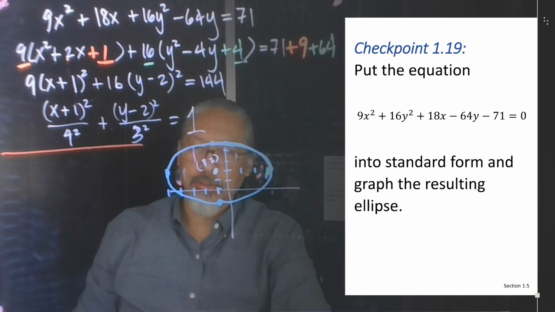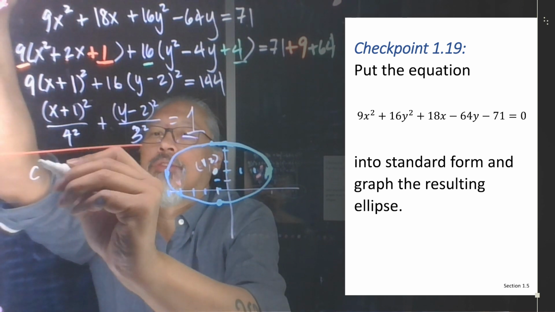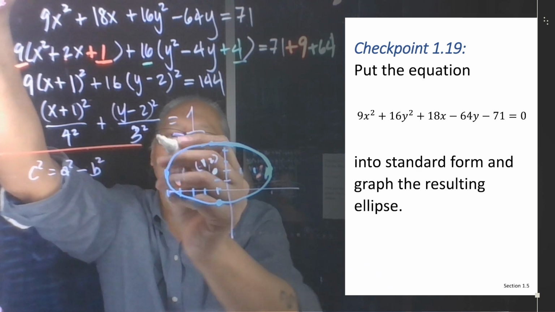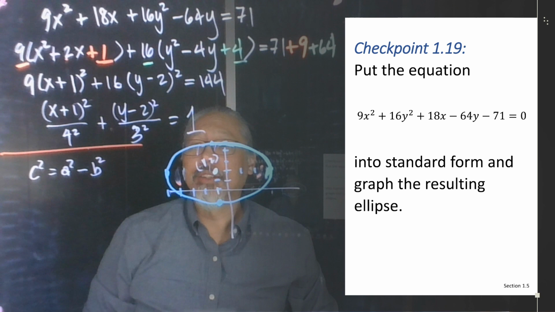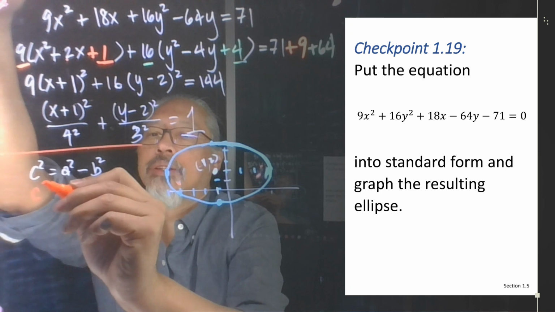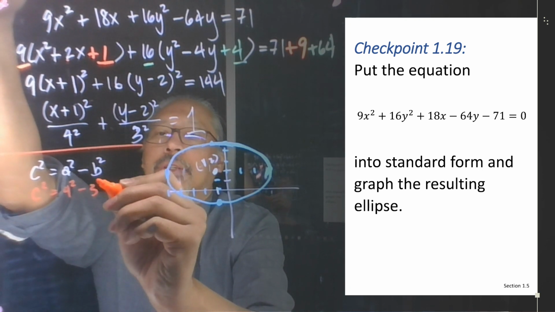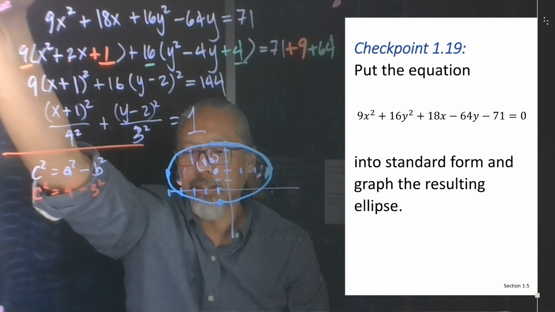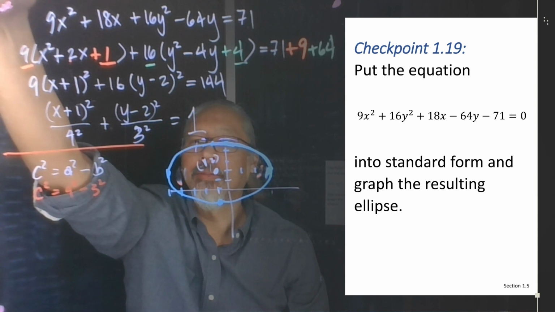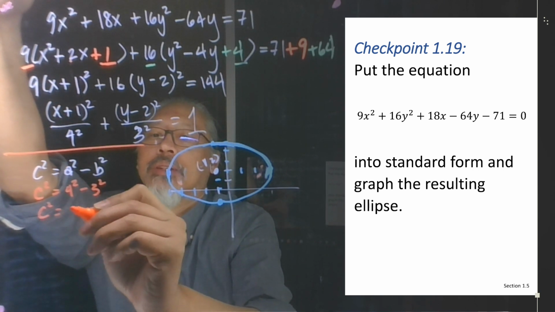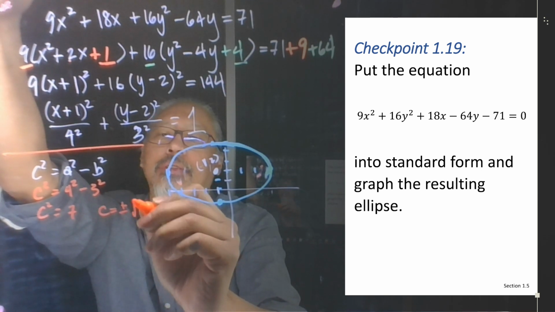So for foci, we need C, and the formula is C squared is equal to A squared minus B squared, where A and B are the denominators squared over here. So it looks like our C squared is going to be 4 squared minus 3 squared. That's 16 minus 9. 16 minus 9 is 7. So C squared is equal to 7. C is equal to positive and negative square root of 7.